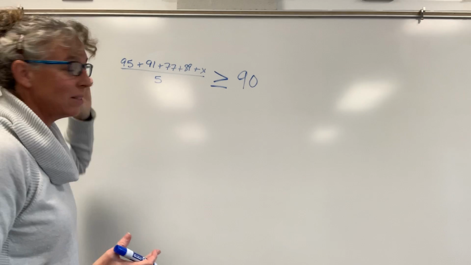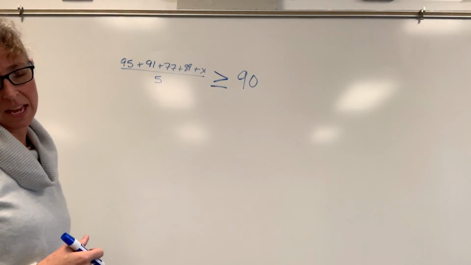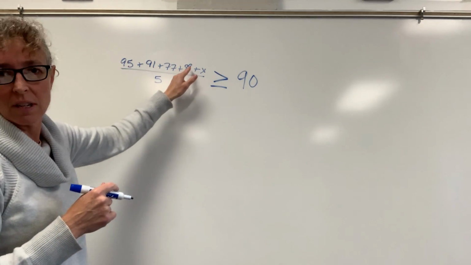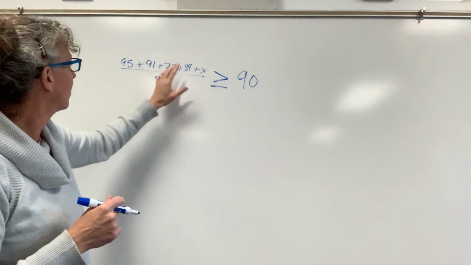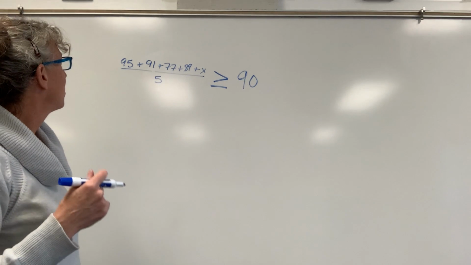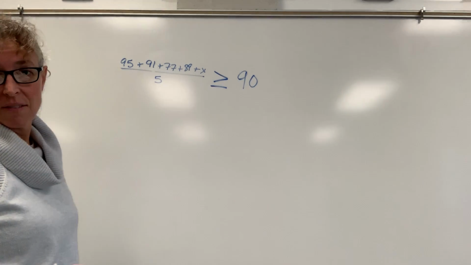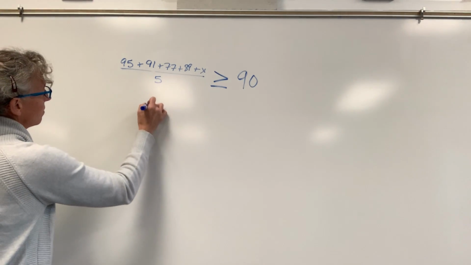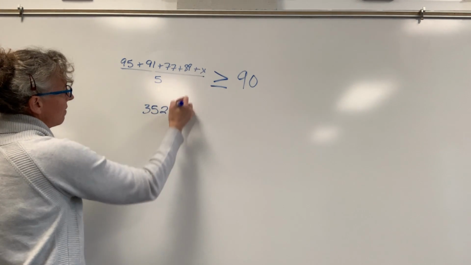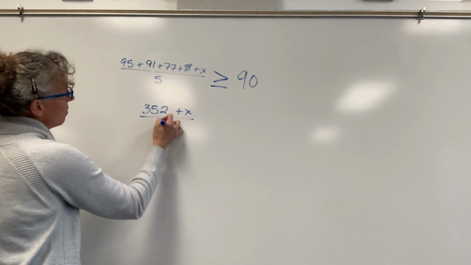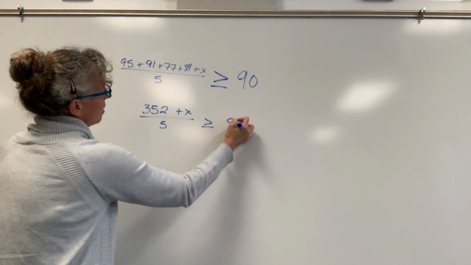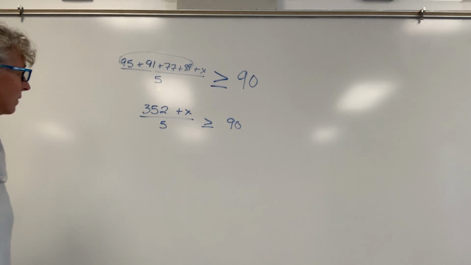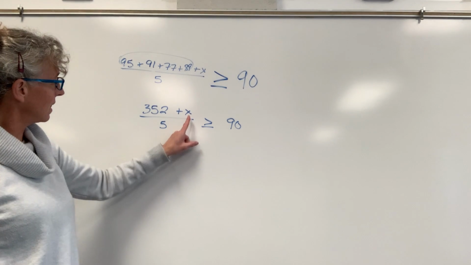Okay, so let's go ahead and solve. What would you guys want to take care of first? Maybe adding all these crazy numbers together so it's not looking so wild up here. Okay, so let's do that. 95 plus 91 plus 77 plus 89. All of those added together equal 352. We still have a plus X. It's still over 5, and it still is all of this. All we did was combine all of these things right here together. Okay? All right, so now we're trying to get this X by itself.